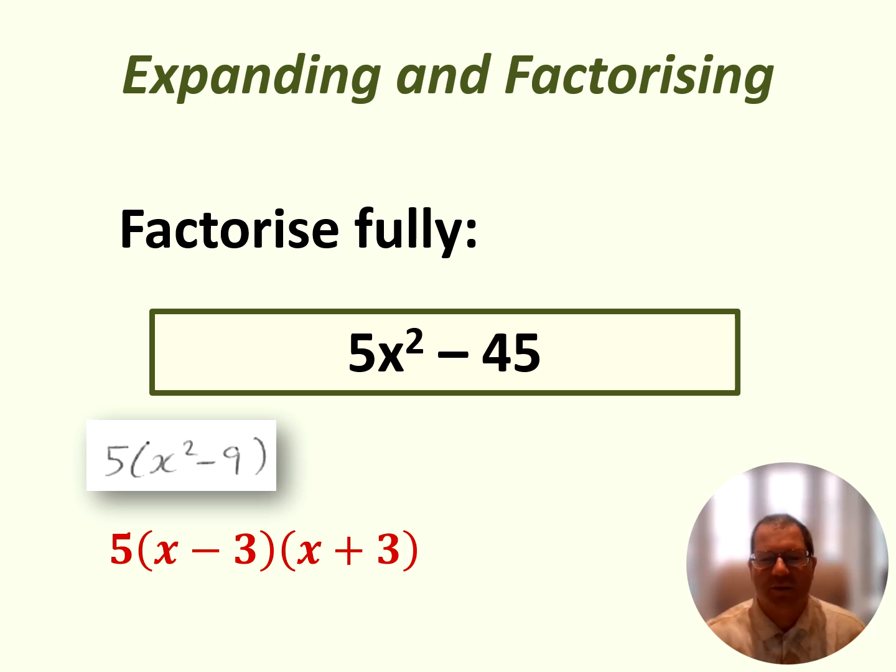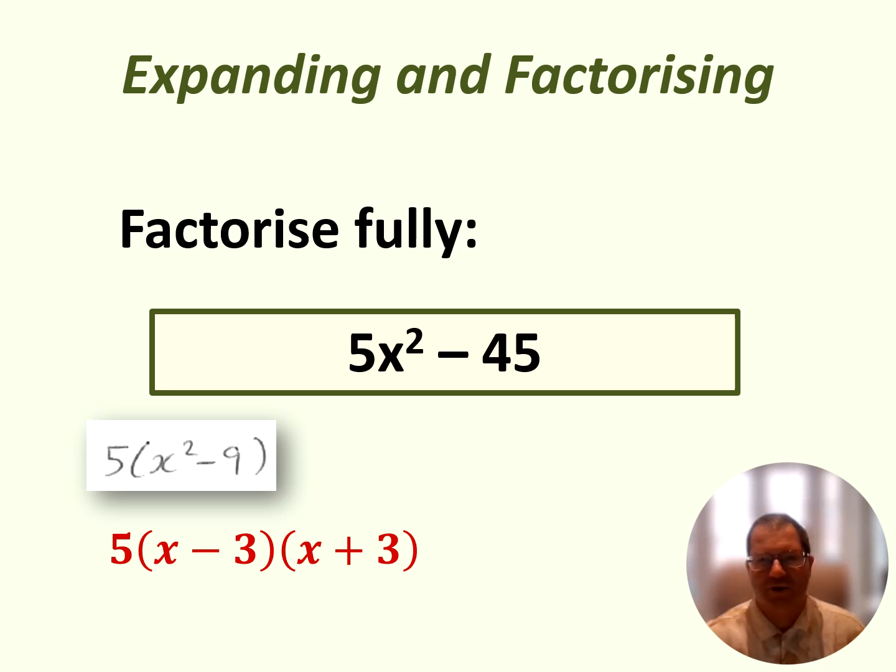At GCSE, you will sometimes be asked to factorize something which includes a difference of 2 squares, but also multiplied by a common factor. In this case, if we factorize out the 5, we get 5 brackets x squared minus 9. And hopefully you recognize that x squared minus 9 is the difference of 2 squares, giving us a final answer of 5 brackets x minus 3, x plus 3. Please don't divide by 5. Some people do that. Just leave the answer as x minus 3, x plus 3, but the 5 is definitely part of your factorization.